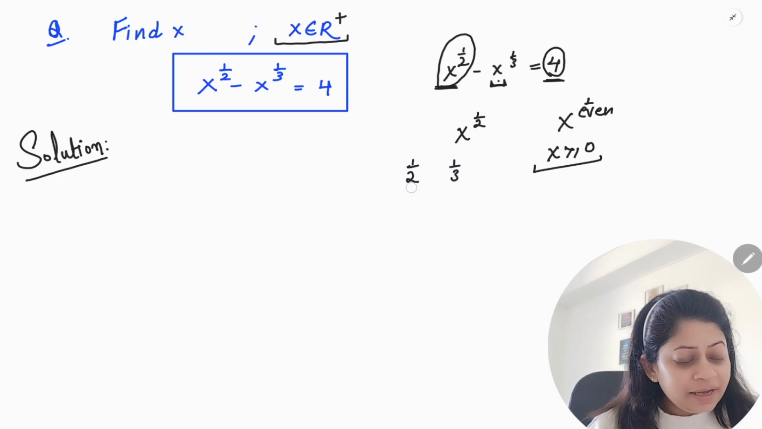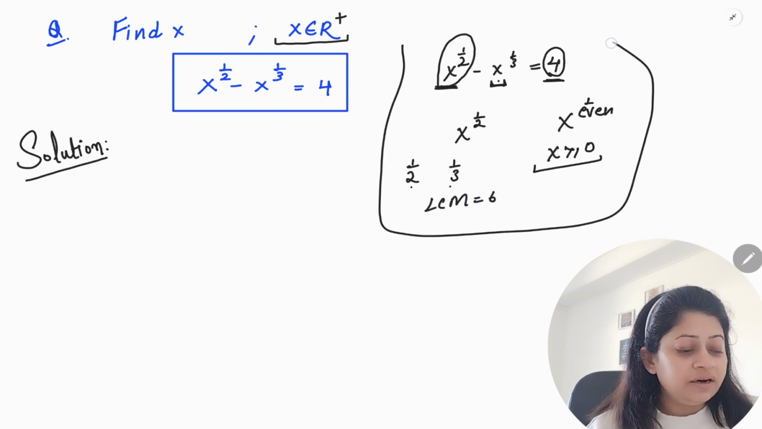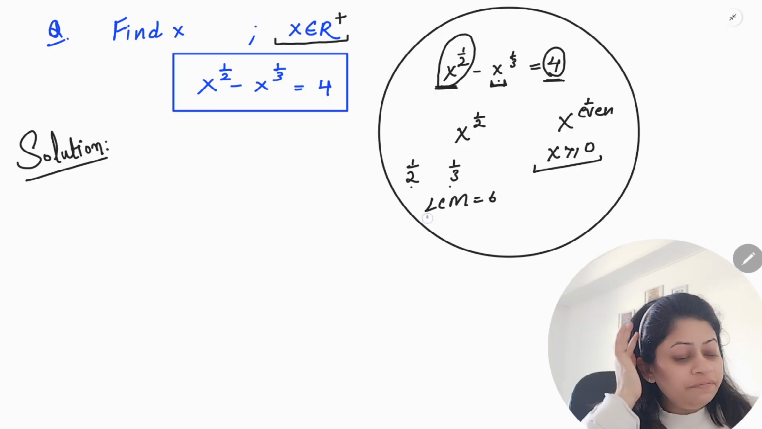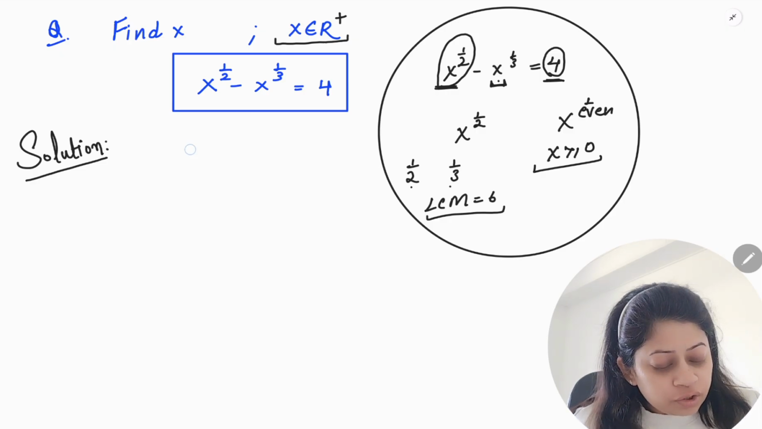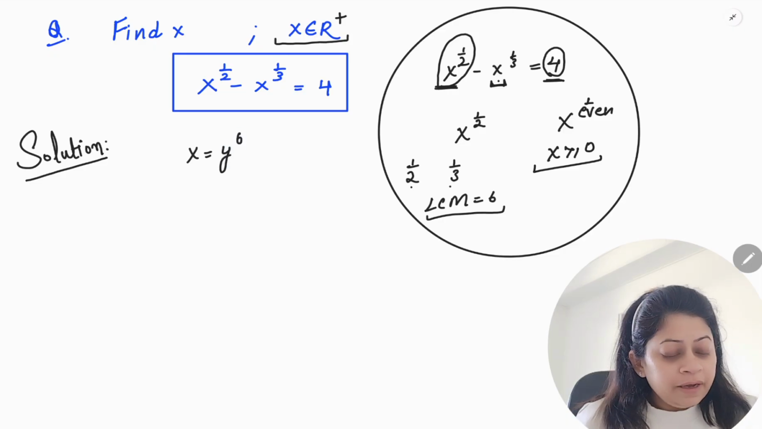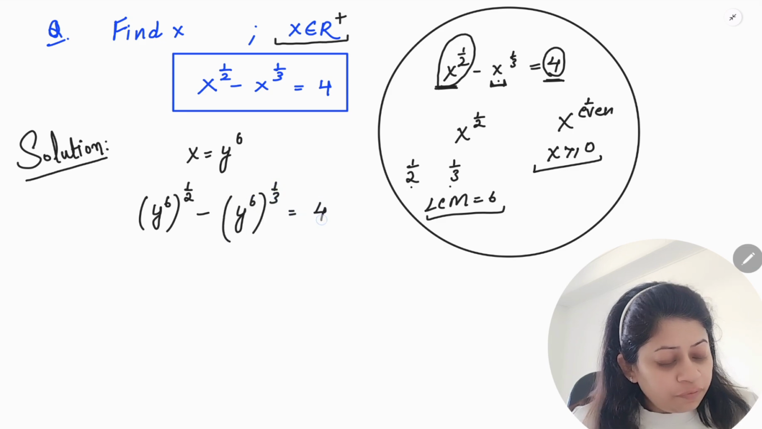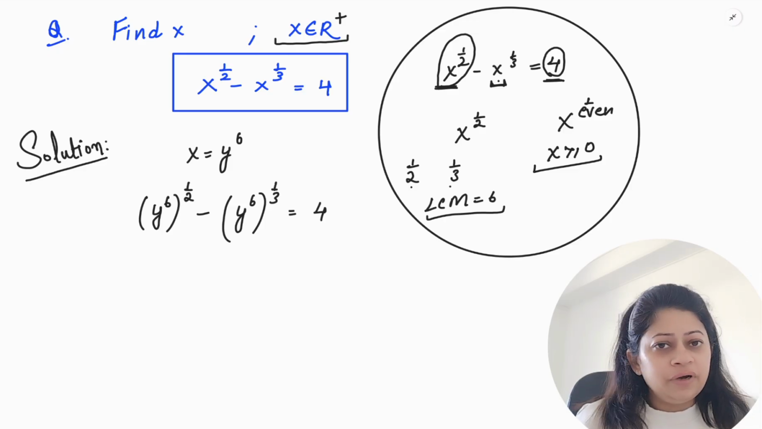Take the LCM of 2 and 3. The LCM is 6. Whatever LCM we have here, I will solve the question on that basis. So I will take x is equal to y raised to power 6. It would become y raised to power 6 raised to power 1 by 2, minus y raised to power 6 raised to power 1 by 3, is equal to 4. Later on we'll solve for y, then substitute again and find x.